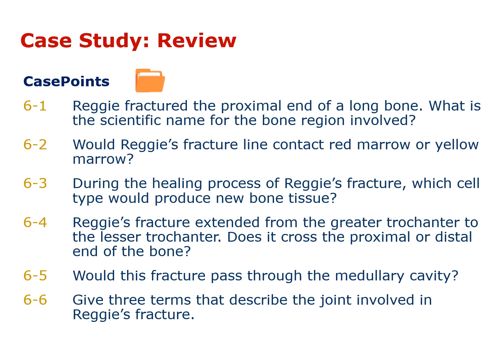Give 3 terms that describe the joint involved in Reggie's fracture. All right, so the hip joint is what type of joint? Ball and socket, which is a type of synovial joint. It has a synovial capsule, and those are considered diarthroses. Good.